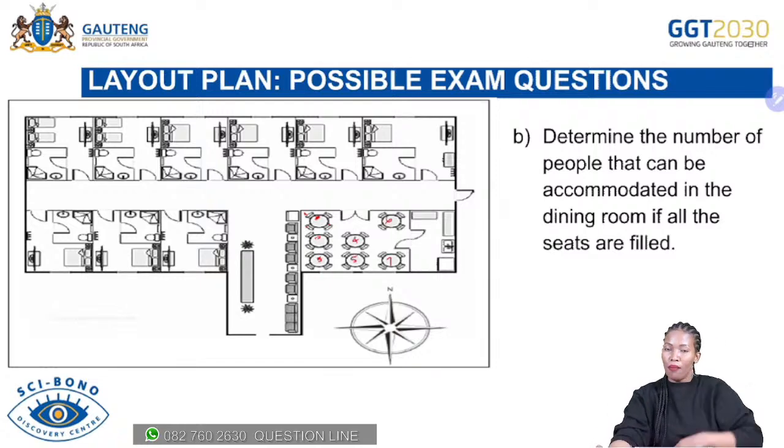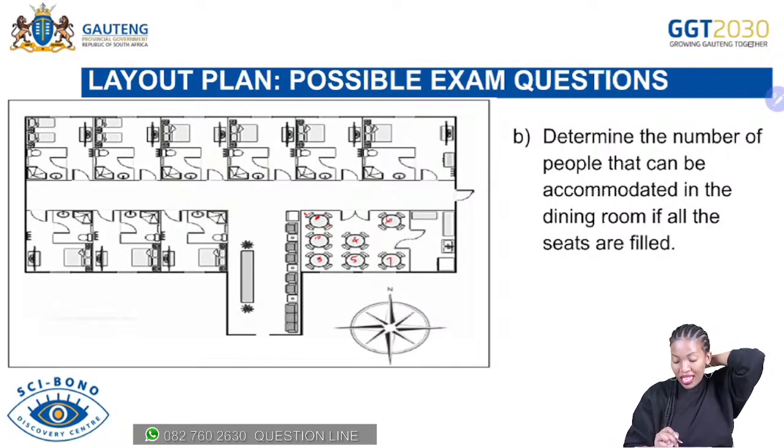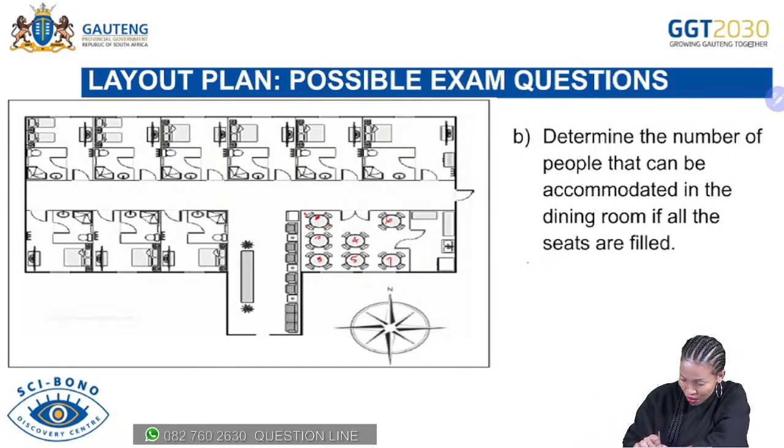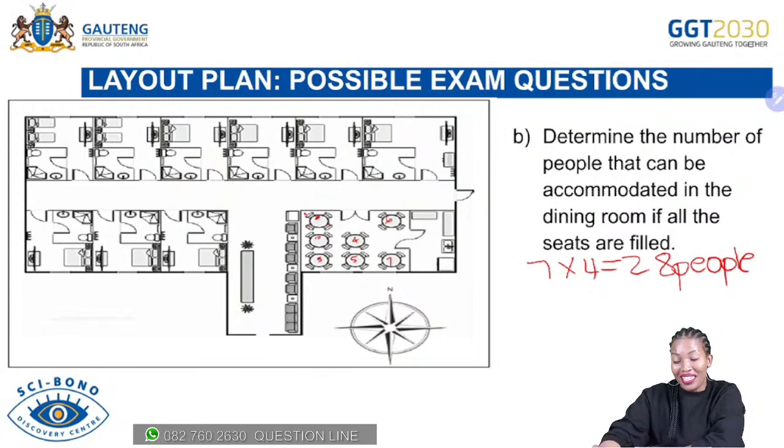And each table can accommodate how many chairs? Each table can accommodate up to 4 chairs. So if there are 7 tables with 4 chairs, how many people can be accommodated? So we'll say 7 multiplied by 4, which is equal to about what, guys? 28. So how many people? 28 people. I hope we are okay. We are following, we understand.